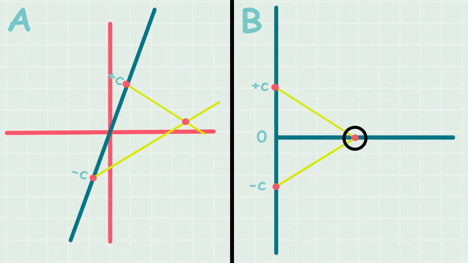Let's read the diagram. What happened at t equals 0 in B's perspective clearly didn't happen at t equals 0 in A's perspective, which means that the same event happened at different times for different observers.